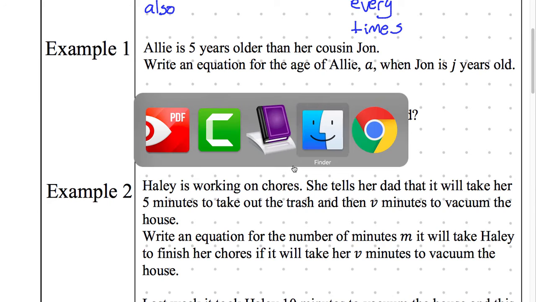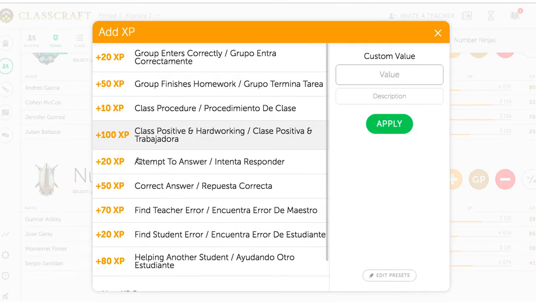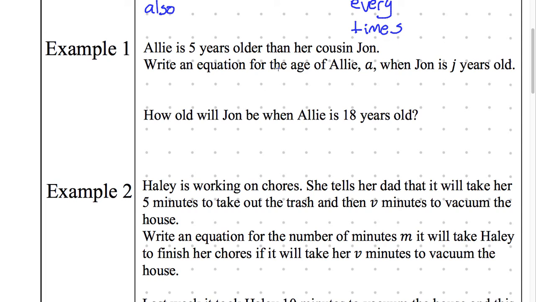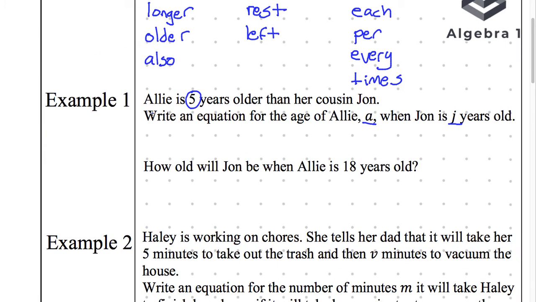Perfect. So let me come back over here, give Andres his XP. Yeah, perfect. So we need to write an equation. Our equation will have this variable. It'll have A and it will have J. And probably something to do with that number. Those are the 3 key elements to this. There's going to be an A, a J, a 5. And we need to figure out if we're using a plus, a subtract, a multiply symbol.